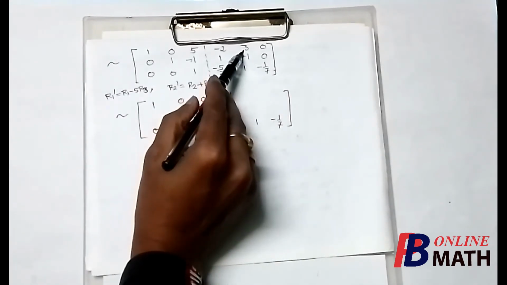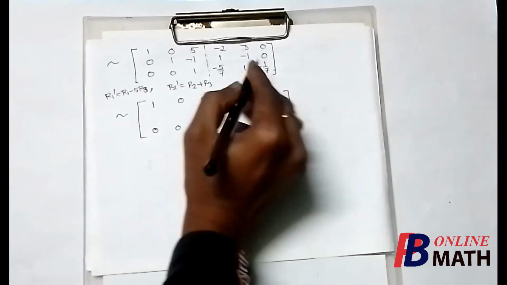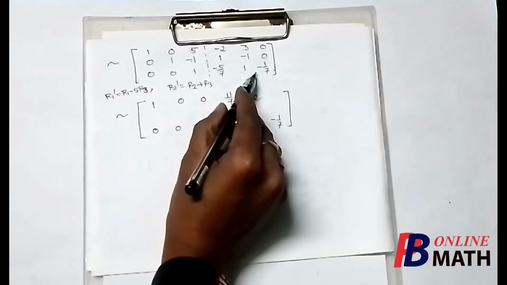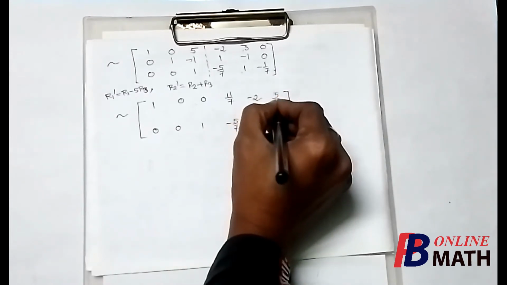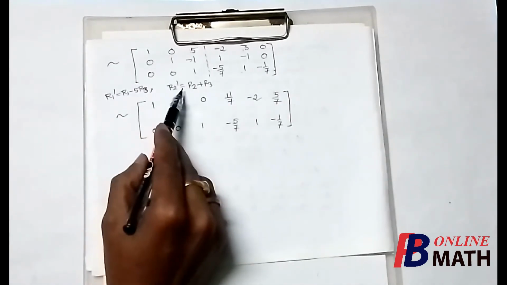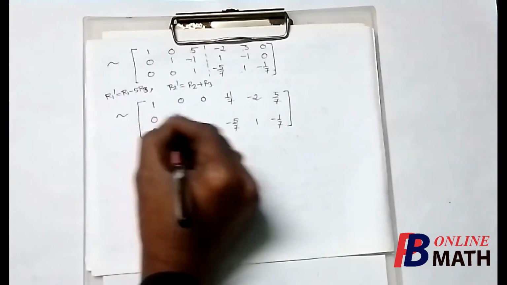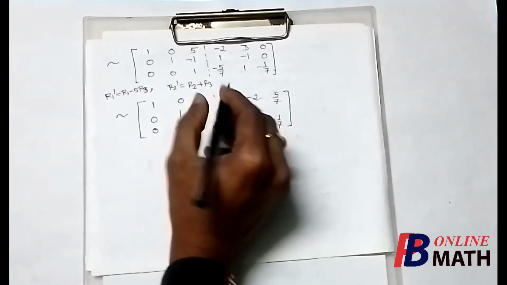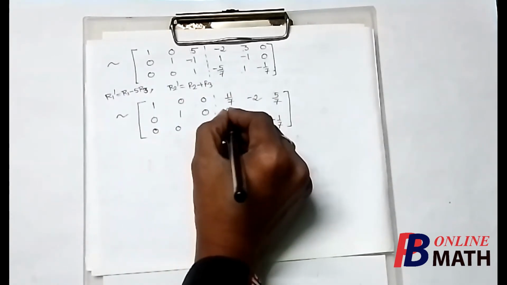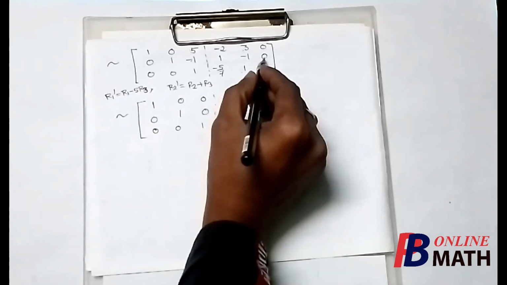It is 3 minus 5, so minus 2. It is 0 minus 5 into minus 1 by 7. So it is 5 by 7. And the second row, r2 dash will be r2 plus r3. So it will be 0, 1, 0 again. It is 1 plus this. So it is 2 by 7. This plus this is 0 and 0 plus this.